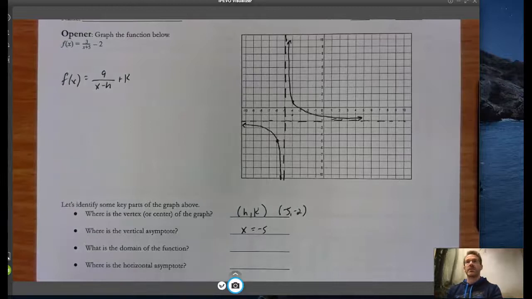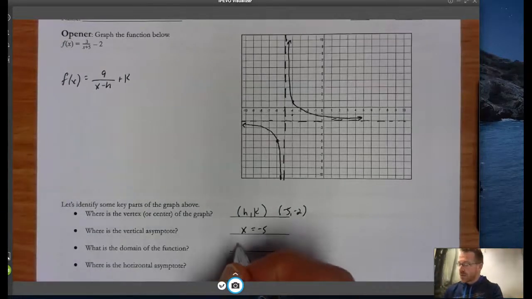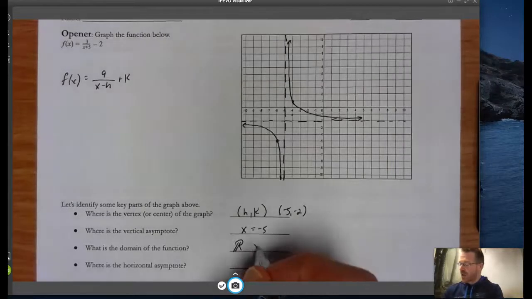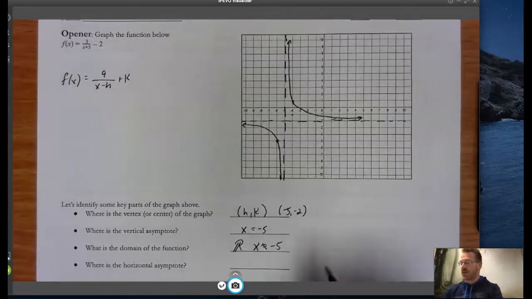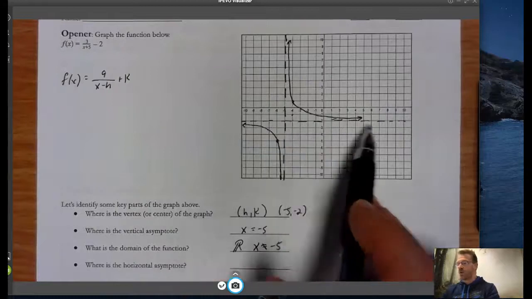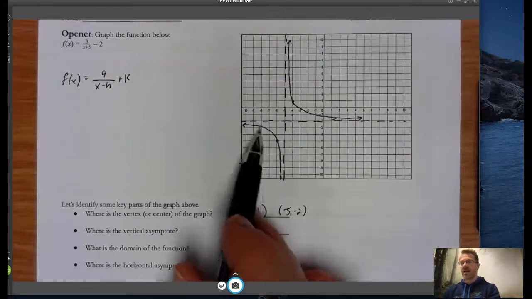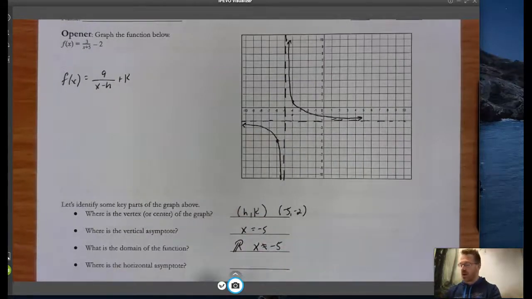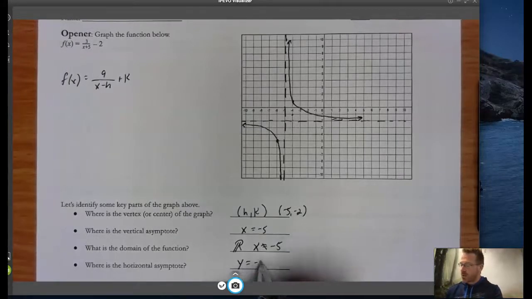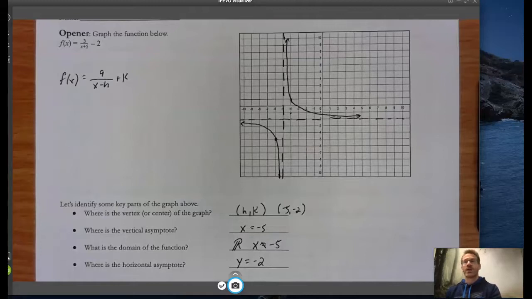Now, domain is x. The domain for this particular function would be all real numbers except x can't equal negative 5. Notice we'll get every x value to the right of negative 5, and eventually every x value to the left of negative 5. That would be our domain. And then the horizontal asymptote in this case was y equals negative 2. Those were the key pieces that we want you to be able to recognize, especially in this form.